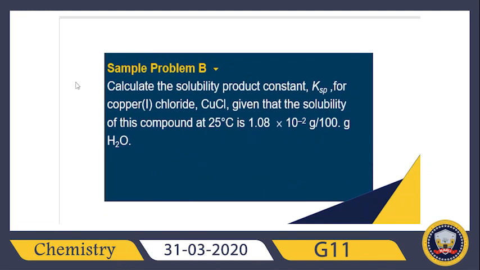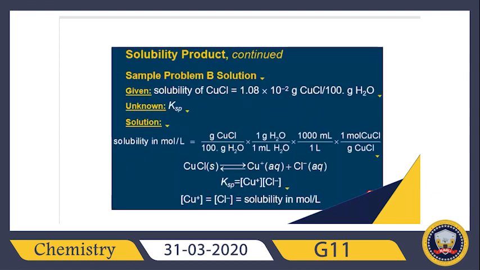Here we have our first sample problem. Calculate the solubility product constant KSP for copper chloride, given that the solubility of this compound at 25 degrees Celsius is 1.08 times 10 to the negative 2 grams per 100 grams of water. Let us analyze our question. The given value is the solubility of copper chloride, and the unknown is the KSP.